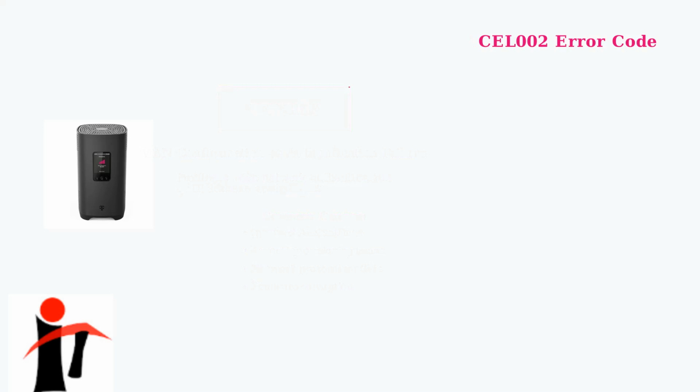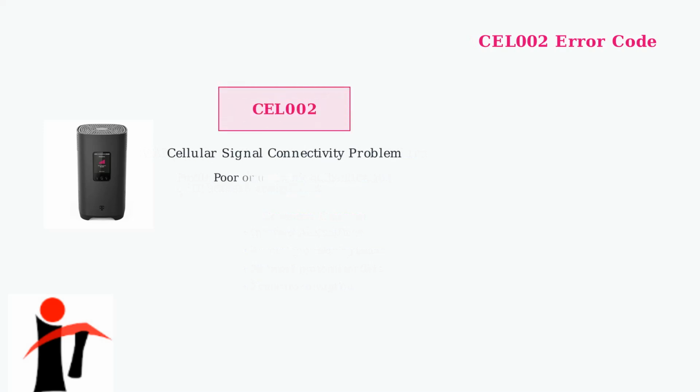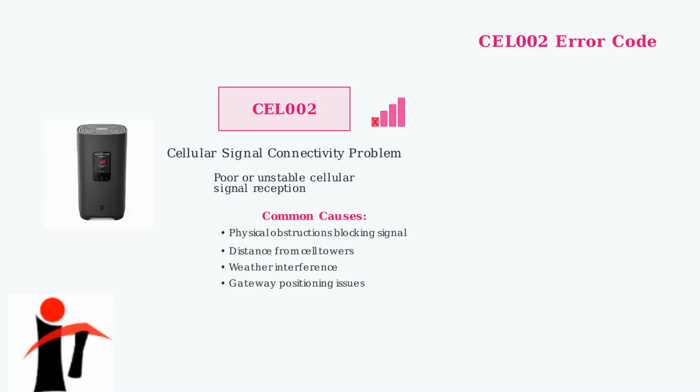The CEL002 error code signals a cellular signal connectivity problem, meaning there's poor or unstable cellular signal reception. This can be caused by physical obstructions blocking the signal, distance from cell towers, weather interference, or gateway positioning issues.